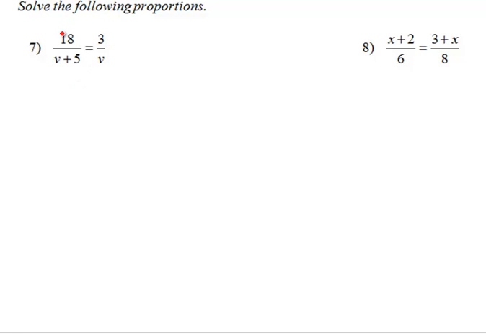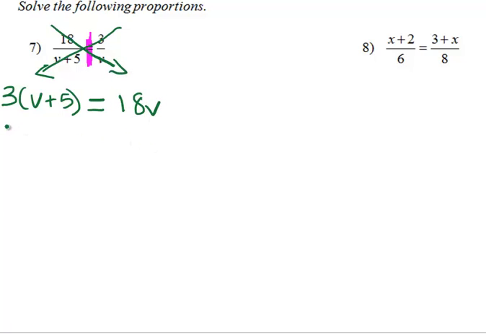So here I have a ratio or a fraction here, and I have a fraction here, and most importantly, I have an equal sign right here. That tells me that I can use cross multiplication to solve for the variable. So first of all, I'm going to look at what I can do multiplying. So 3 times that, so I'll have 3 times V plus 5 equals that times that, so 18V. Distribute: 3V plus 15 equals 18V.